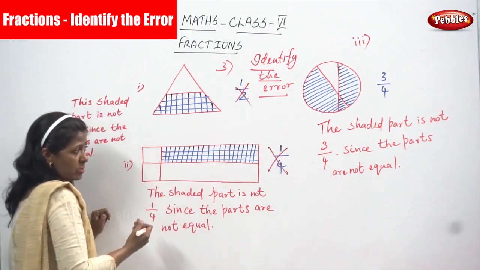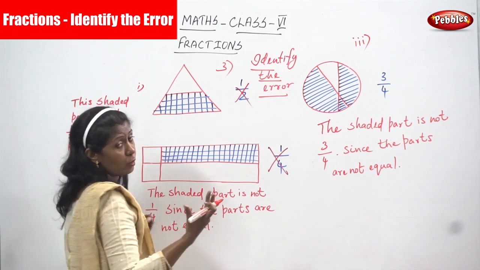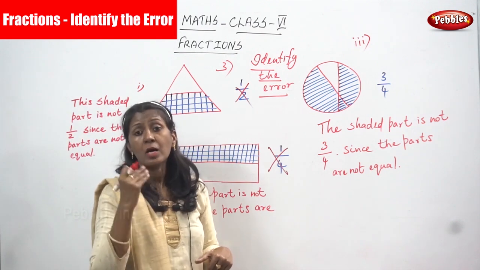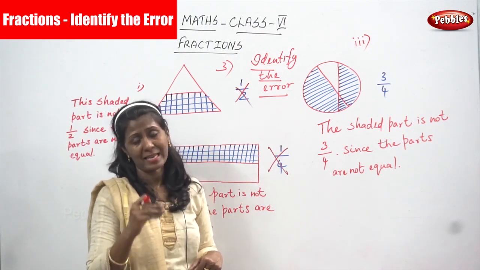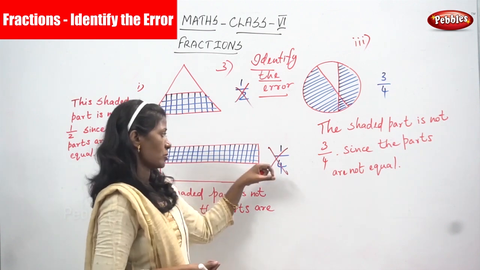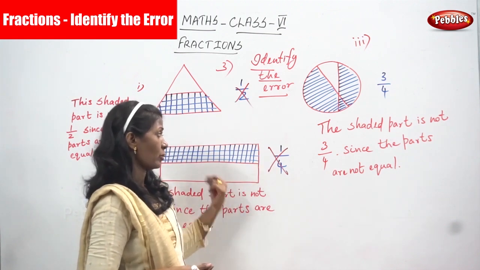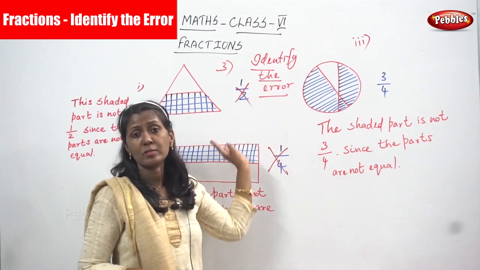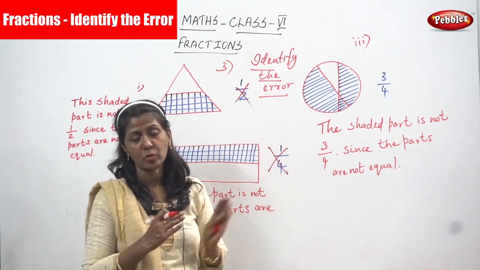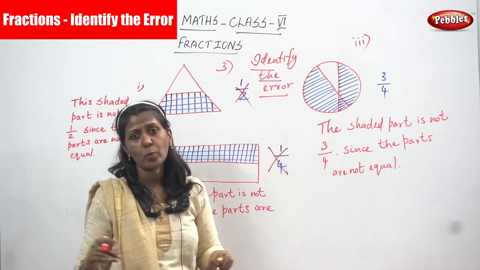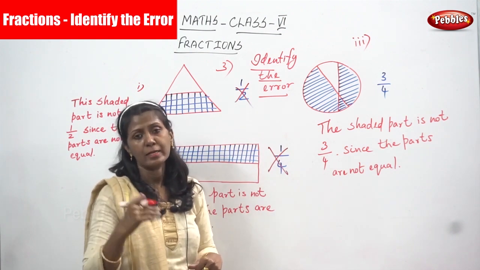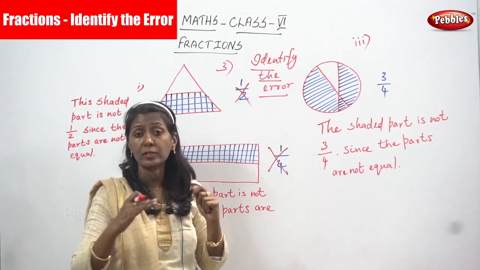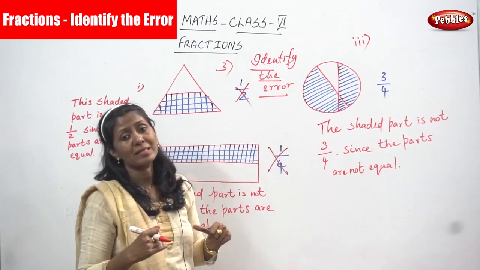Because while you go for a fraction, whatever object you take, you have to cut into equal parts, and from the equal parts you shade the particular portion. That is the exact fraction you can get. So this is not the 1 by 4 fraction. Why is it not 1 by 4? To spot the error, otherwise identify the error: whatever the object I have drawn, it is not cut into equal parts. It is not divided equally. That is the exact answer, and the only reason.